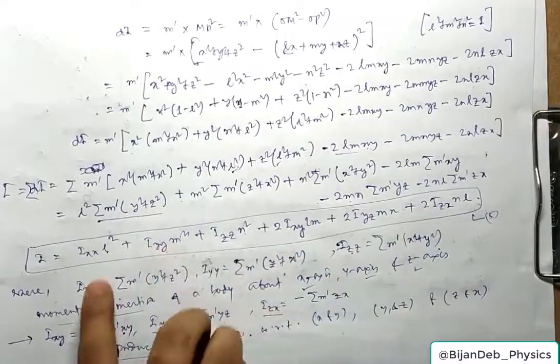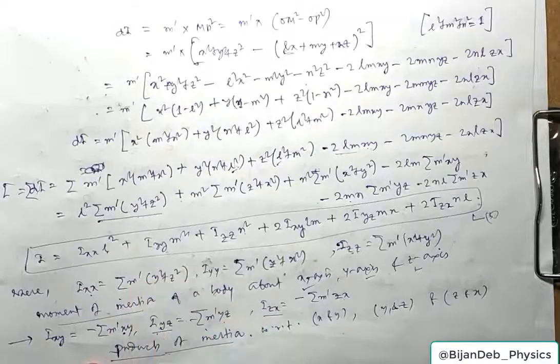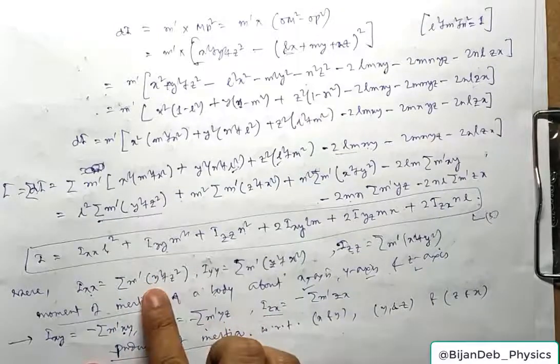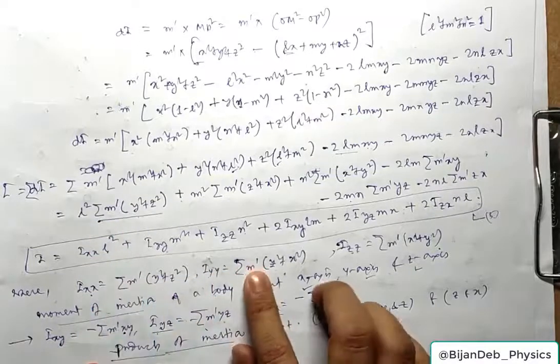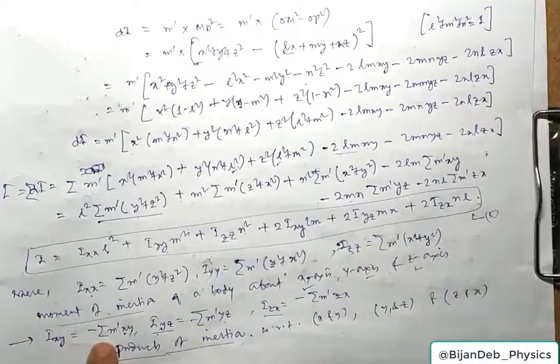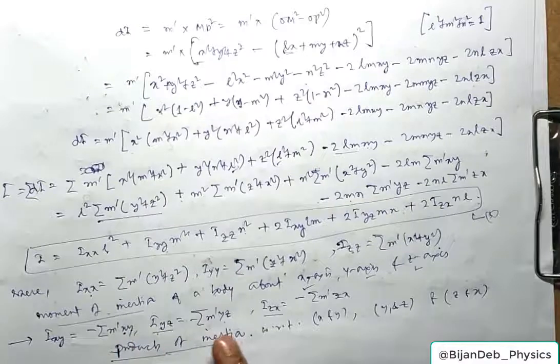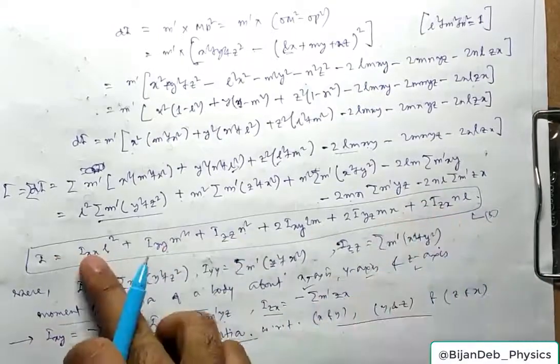Ixx, the moment of inertia about the x-axis, is y square plus z square, because we know y square plus z square will be x square. So this is the moment of inertia, where the perpendicular distance is x square, meaning it is rotating with respect to the x-axis, the y-axis, the z-axis. And the product terms are minus m prime xy, yz for yz, zx for zx. These are called products of inertia. This is the general relation. You should learn this formula by heart, because many times in numericals it may be required.